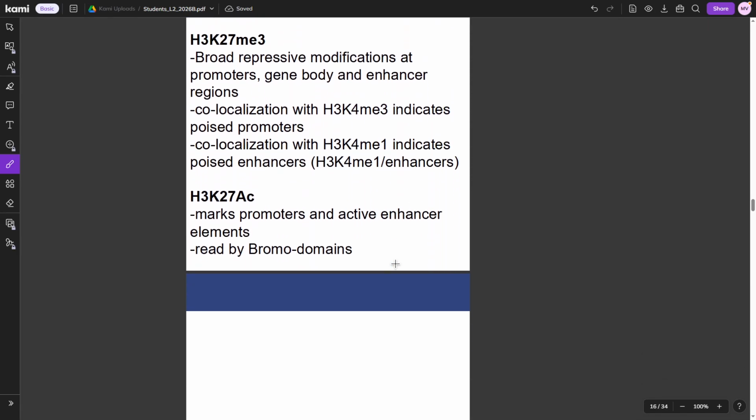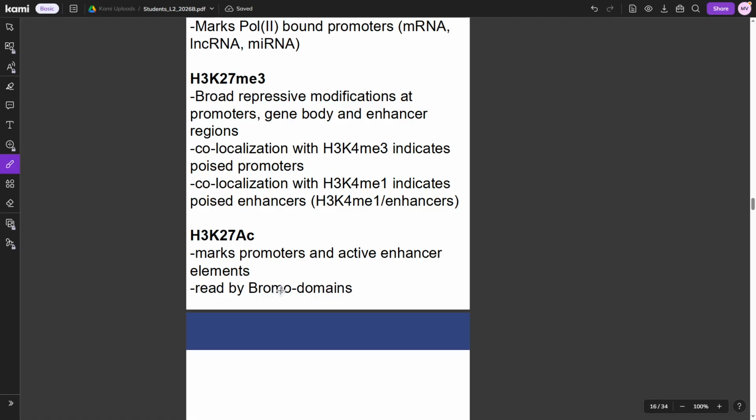The last one I'm missing is this H3K27 acetylation, or Ac. It marks promoters. So this marks promoters that are active and actually working, and also marks enhancers that are actively working. And this specifically is read by bromodomains. You don't have to know the ins and outs of bromodomains, just know that they are sections of proteins that bind to specific modifications, and in this case it binds to this.